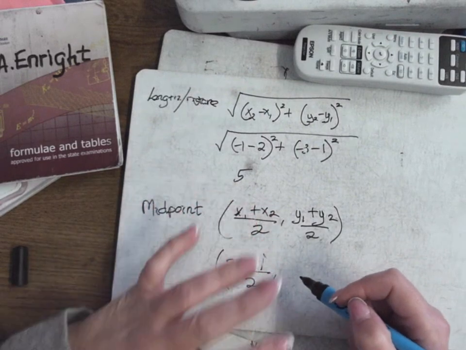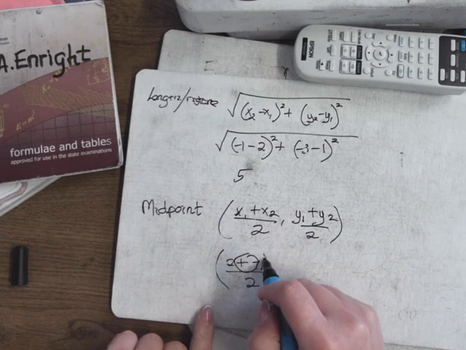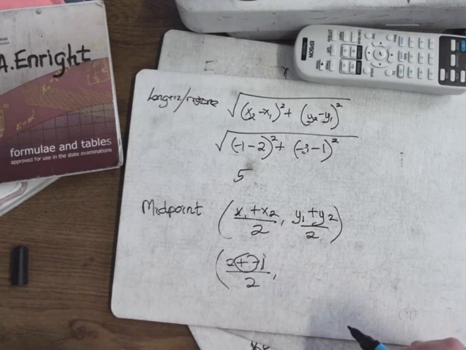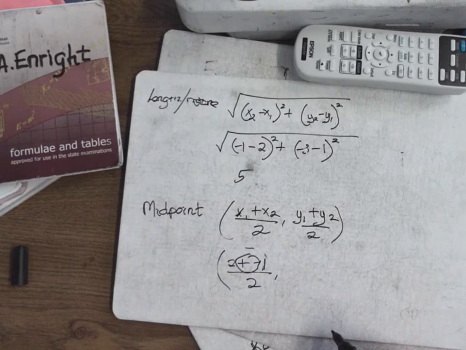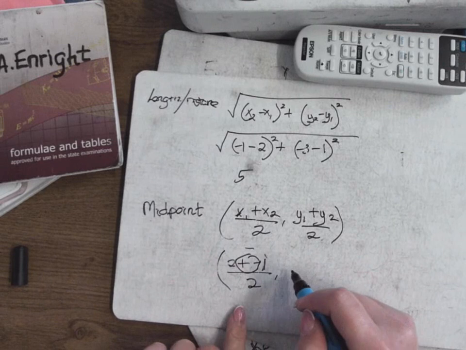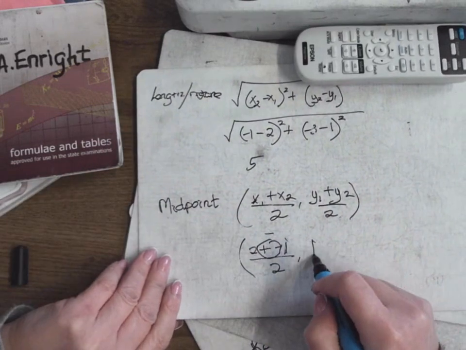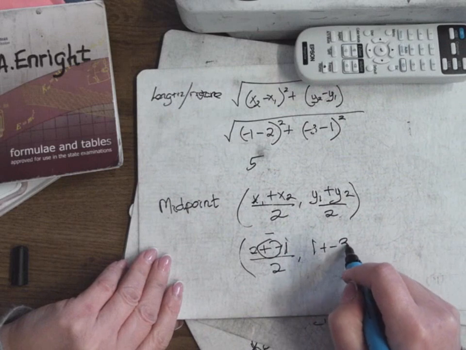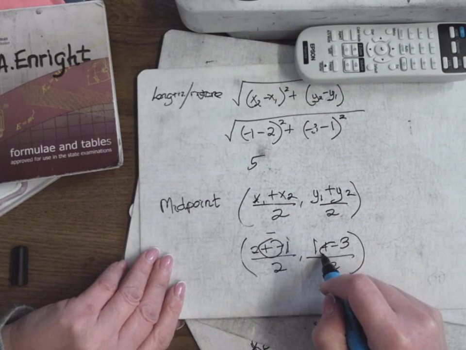Right, is that okay? A plus and a minus will give you a minus. It's not on the wall in room 16, so learn it. Okay, right? And y1 is 1, and then it's plus y2, which is minus 3, all over 2. Plus minus will give me a minus.